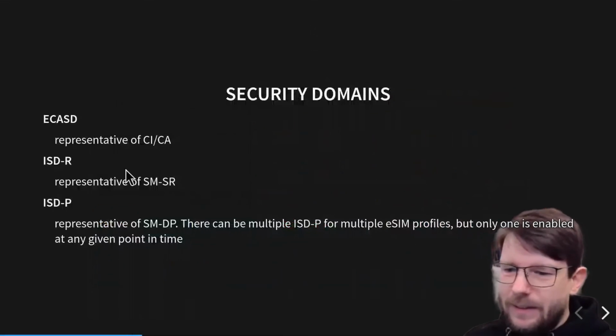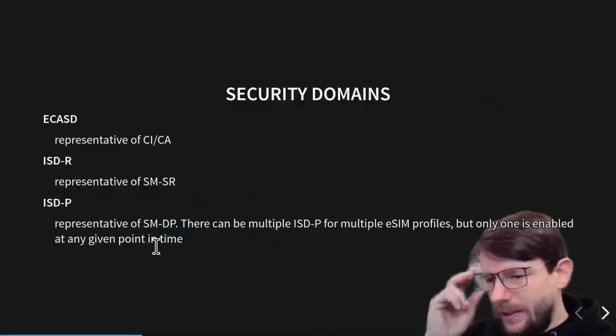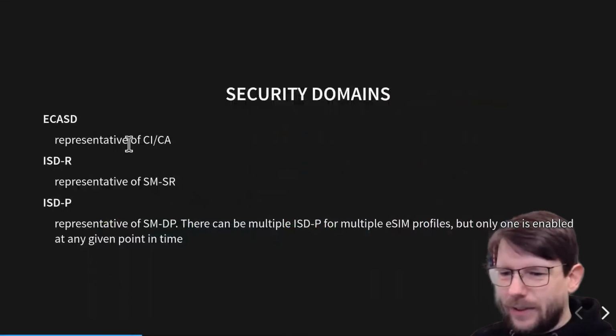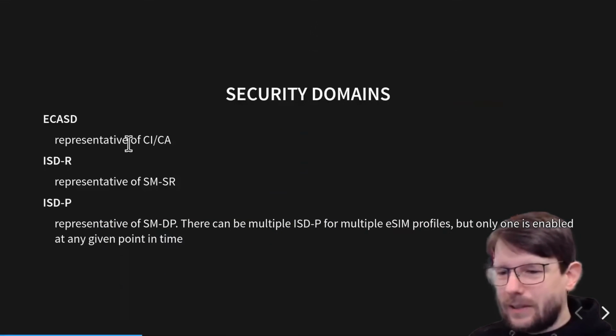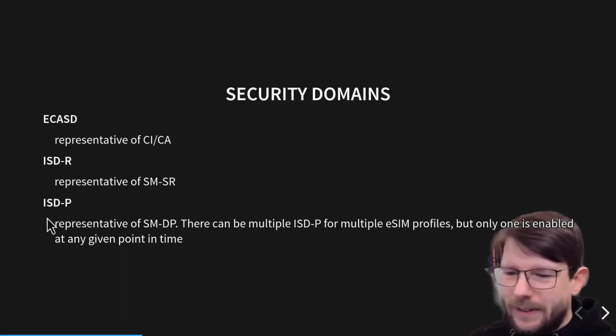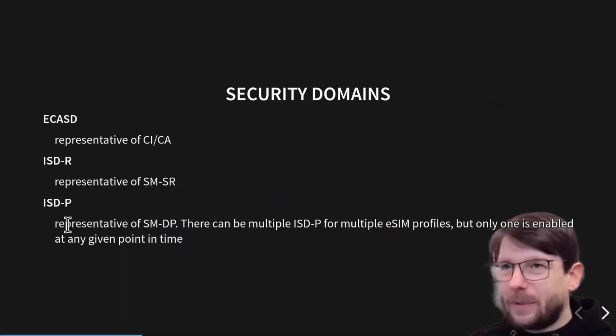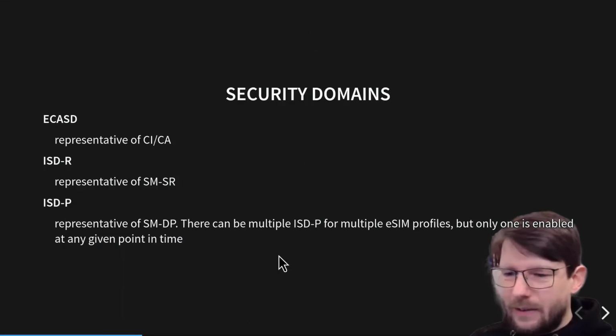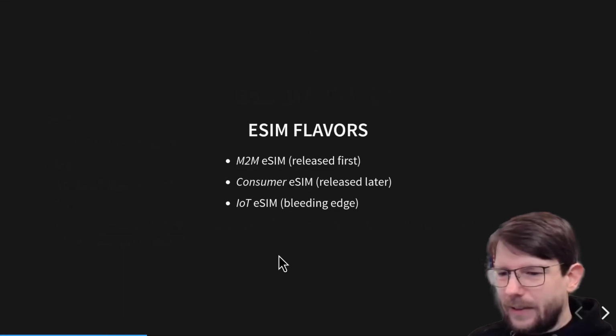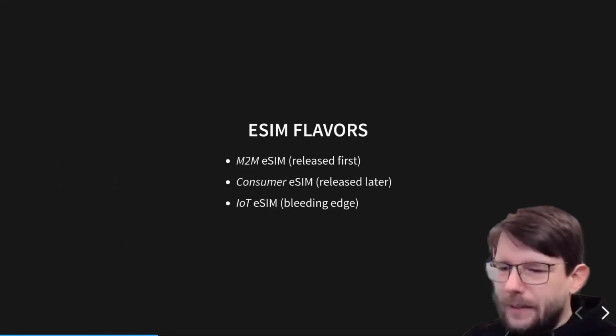The security domains is just a very quick list. So the ECASD and the ISDR, there's one of them that's fixed. Those are created during the production of the eUICC. And then we have the ISDP, the provider security domain. And it's the representative, you could say, of the mobile network operator, or actually the SMDP, that's the provisioning server that downloads the SIM profile into it. And there can be multiple, as each eSIM that you have on the eUICC will have an ISDP in the end.